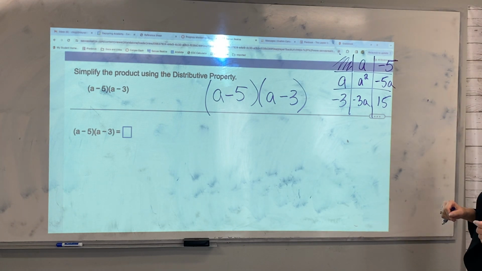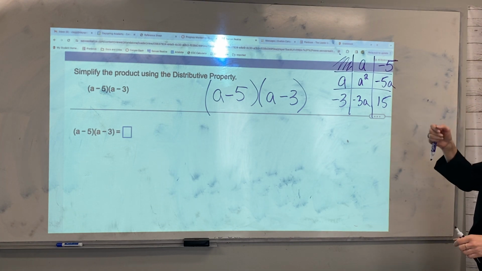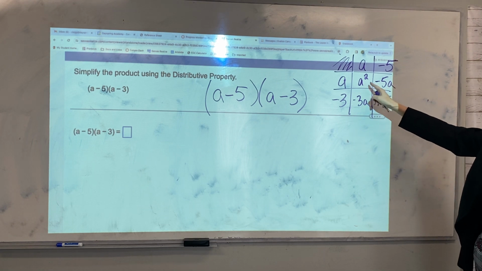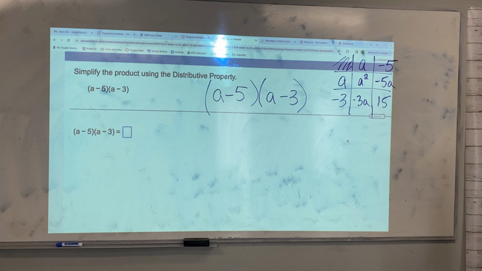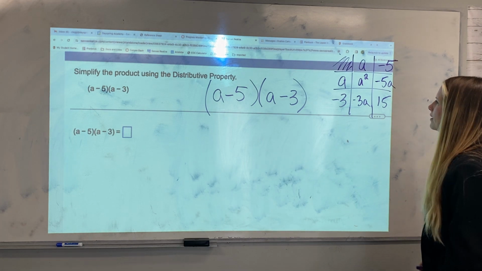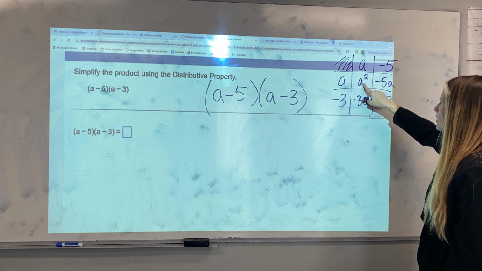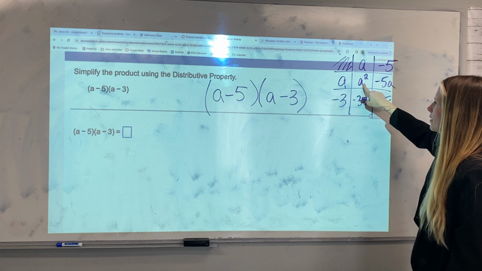Wait, hold on, don't go on. Okay. This is the table method, and if you like that better, you can stick with that. Then you would just combine those terms and write in standard form. The distributive property is doing the exact same thing. It's multiplying the a's together to get a squared.